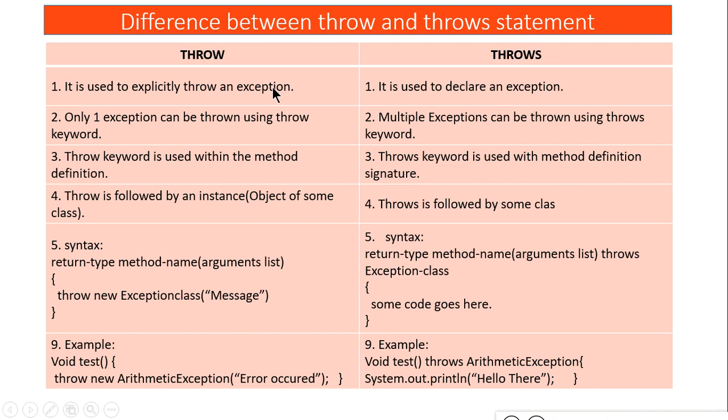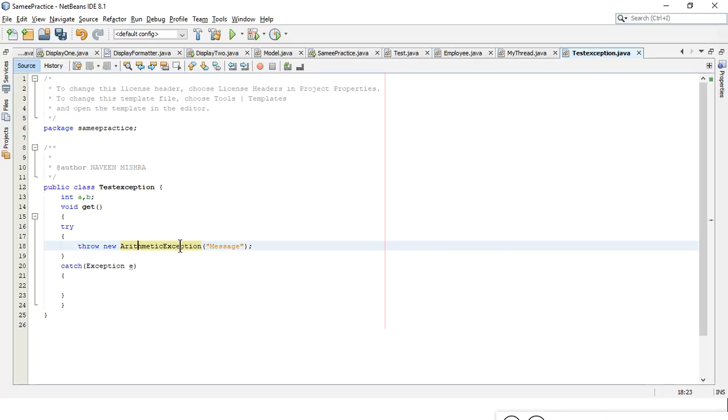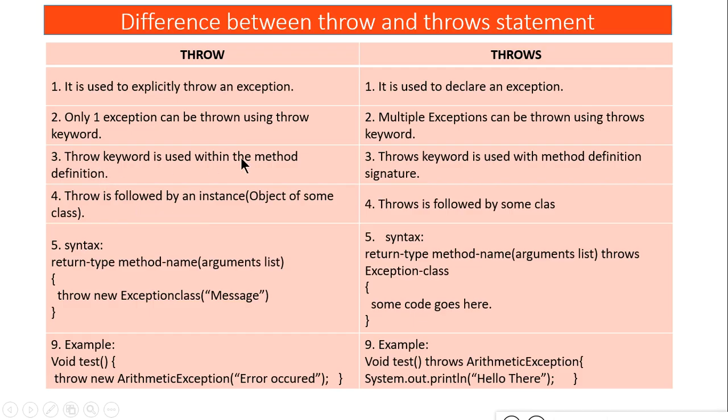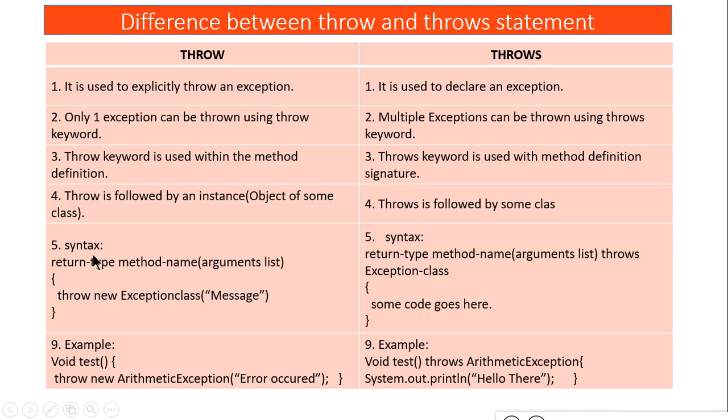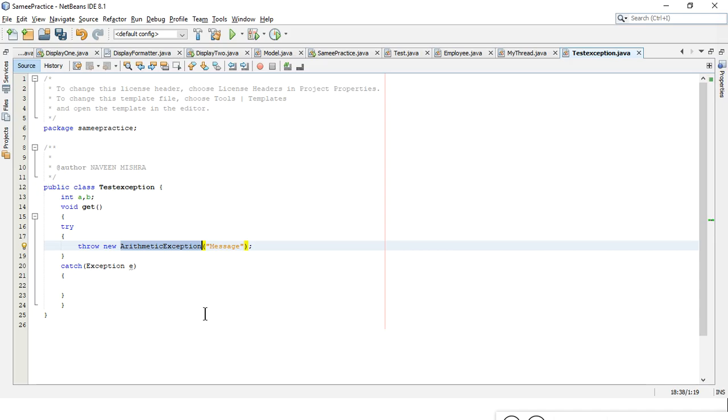So let's study about throw first. Only one exception can be thrown using the throw keyword. So if here I am passing only arithmetic exception, I cannot pass more than one exception from here. The throw keyword is used within the method definition, so it should be inside the method definition. This is the syntax and example. So there you go, throw new arithmetic exception, and I'm passing this throw keyword here.